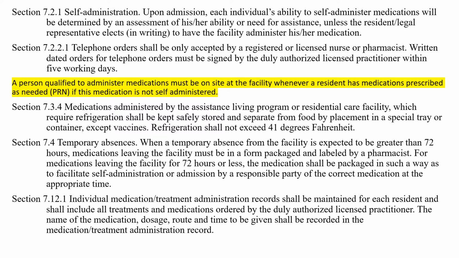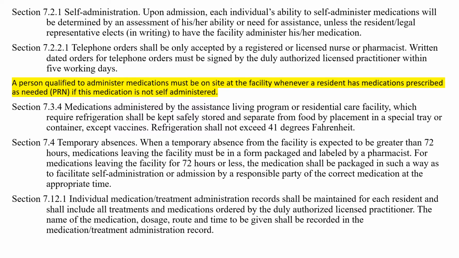Section 7.3.4. Medications administered by the assisted living program or residential care facility, which require refrigeration, shall be kept safely stored and separate from food by placement in a special tray or container, except vaccines. Refrigeration shall not exceed 41 degrees Fahrenheit.